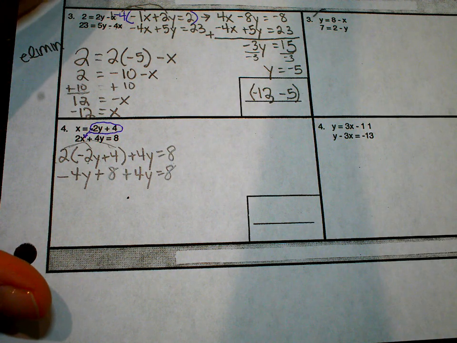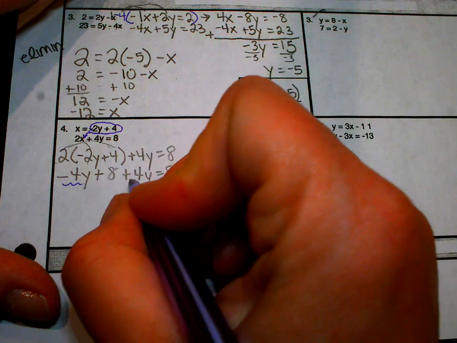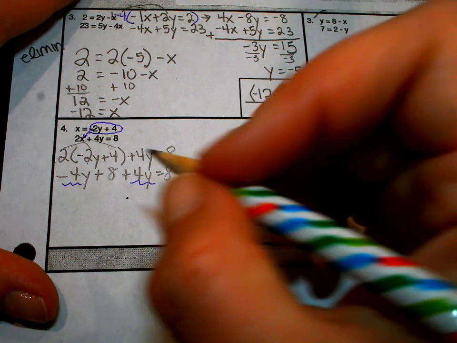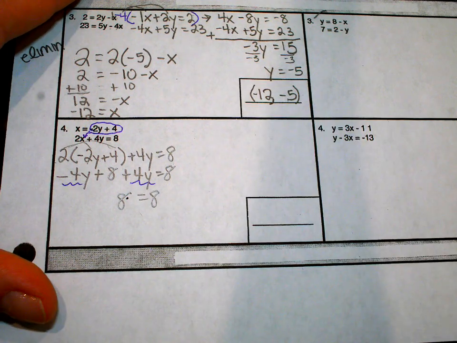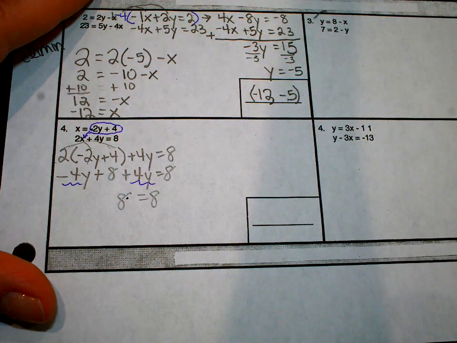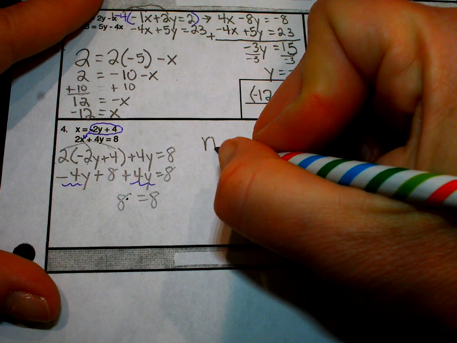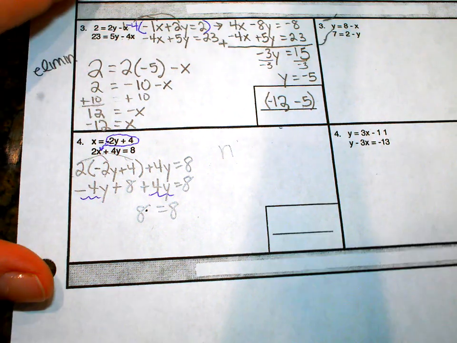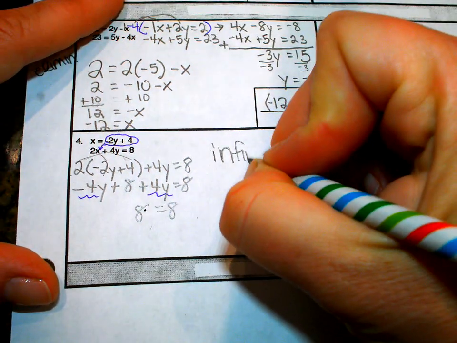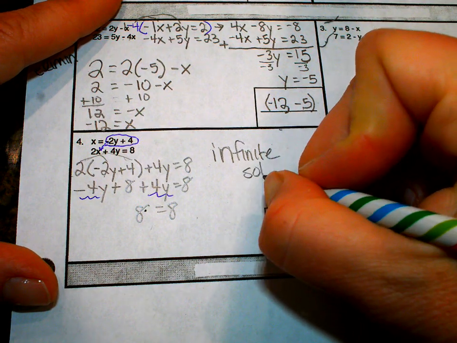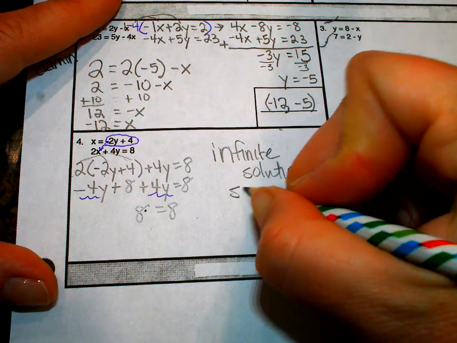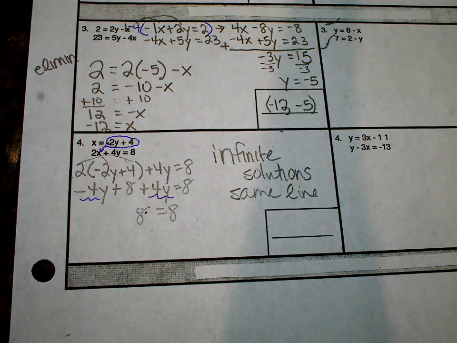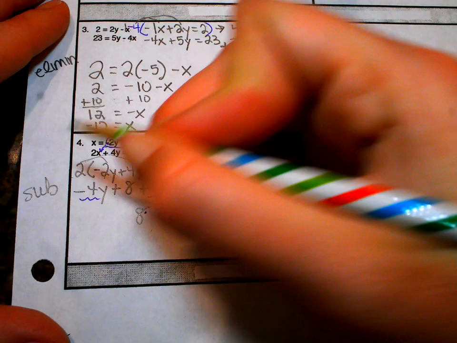Look what's happening with my y's. A negative 4y and a positive 4y. That's going to be canceled out. 8 equals 8. No variable. And everything canceled. Infinite solutions. That means it's the same line if I graphed it. Okay, that would be the same line. So this one was substitution. That's how I solved for it.